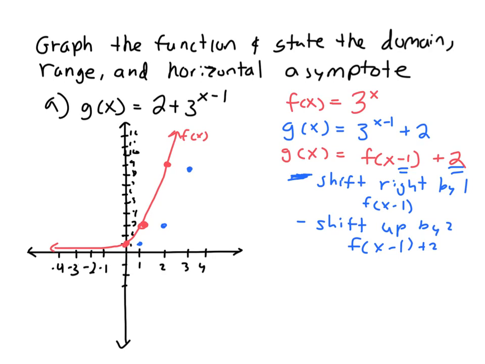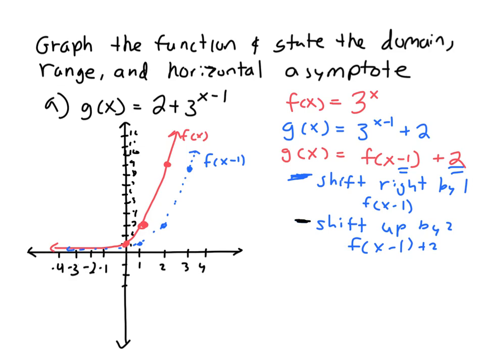Alright, so now I'm just going to do this in a dotted line because this is just one of the transformations. So I'm just going to do it in a dotted line so that we can see it. Okay, this is f of x minus 1. So I'm not done. I still need to do g of x, right? So I'm going to do this final. I'm going to do g of x in black, okay, and that's going to be the shift up by 2.